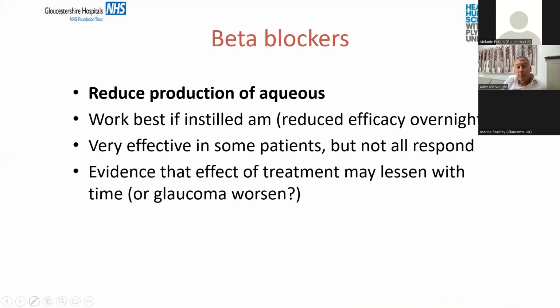So we still use beta blocker eye drops. They can be very powerful. They've been around for many years. They were invented in the late 1970s and started being used extensively in the 80s. The commonest would be timolol. That's the commonest beta blocker eye drop. And beta blocker eye drops work by reducing the production of aqueous. So even if the drainage system doesn't work properly, if you reduce the production of aqueous, the pressure will come down.